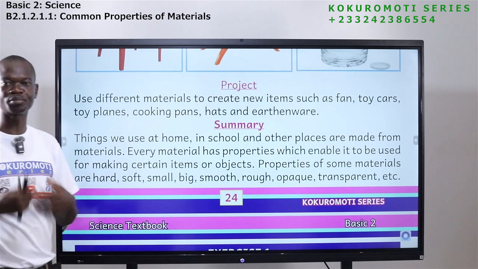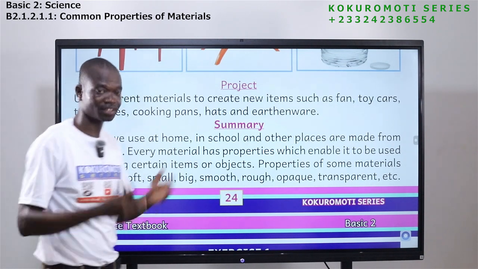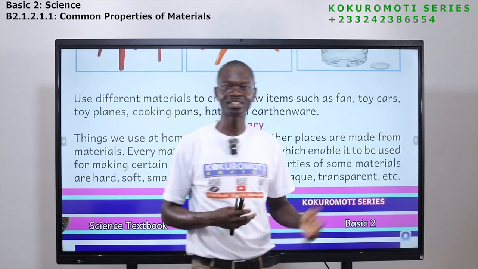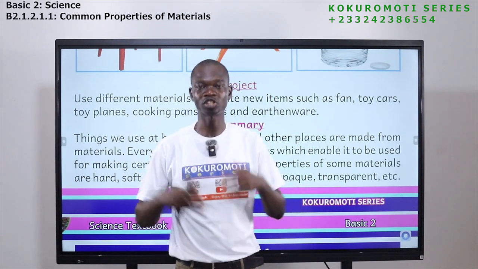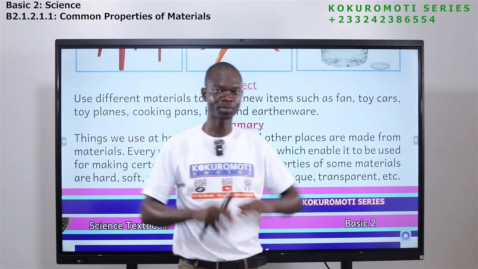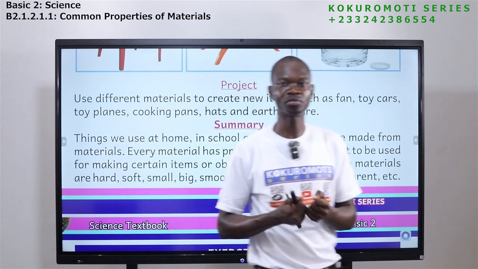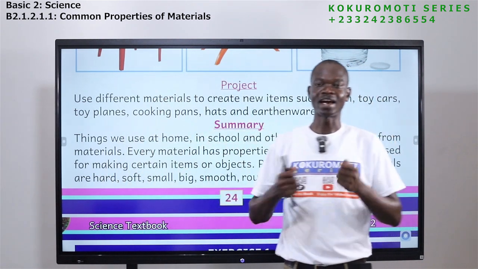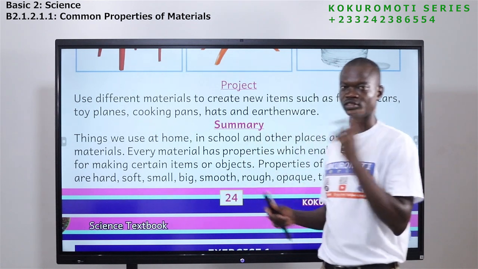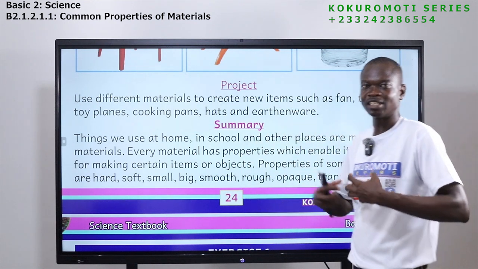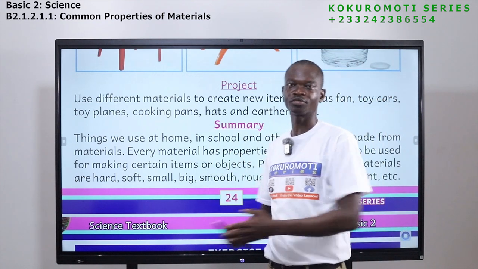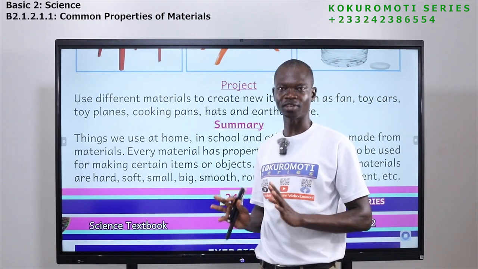And then we have also seen the properties of materials. All the materials are different. The properties are also different. Some are hard, some are soft, some are smooth, some are rough, some are opaque, some are what? Transparent. Some are bendable, some are heavy, and all these are properties of materials. And you should remember that the properties determine what that material can be used for. That is what today we have learned.